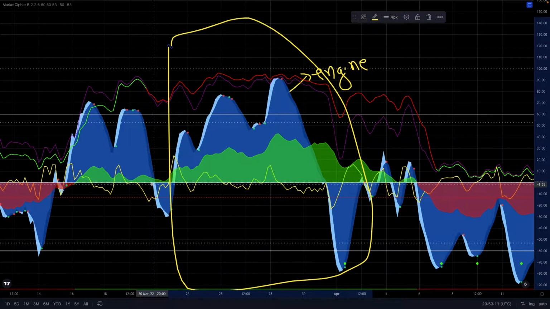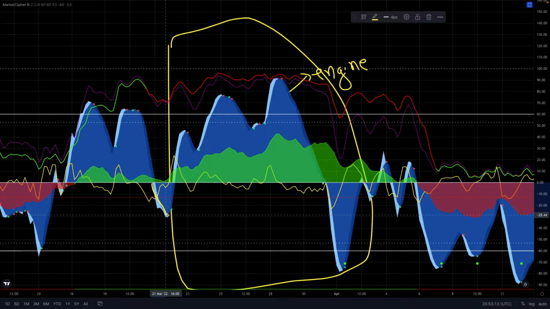You see, we are in the negatives here, right? Then we ascended into the positive territories. Okay, so momentum went up, came up, then we came down.